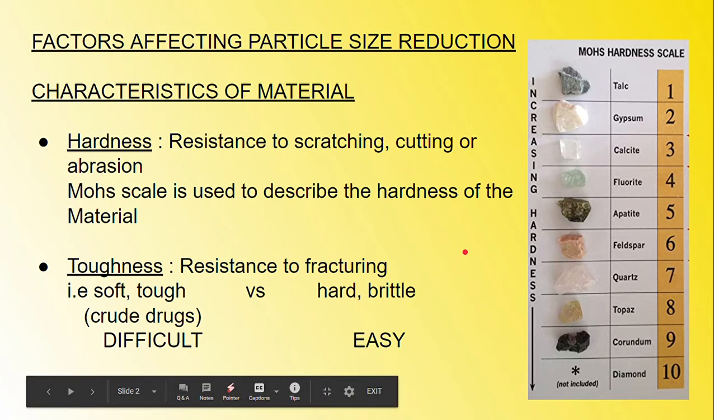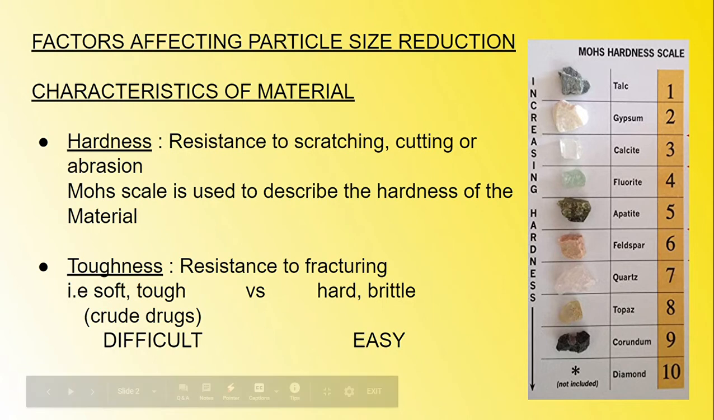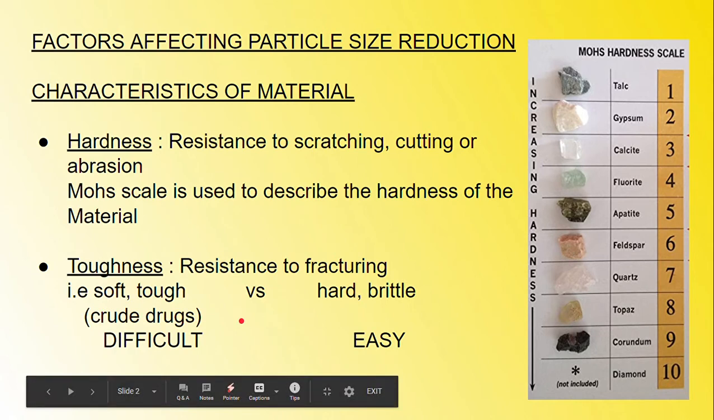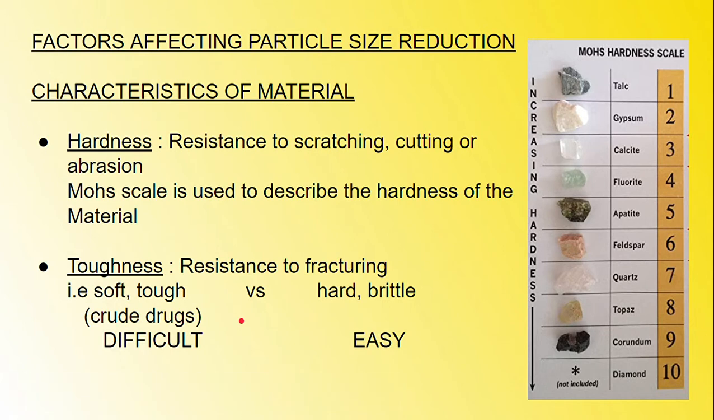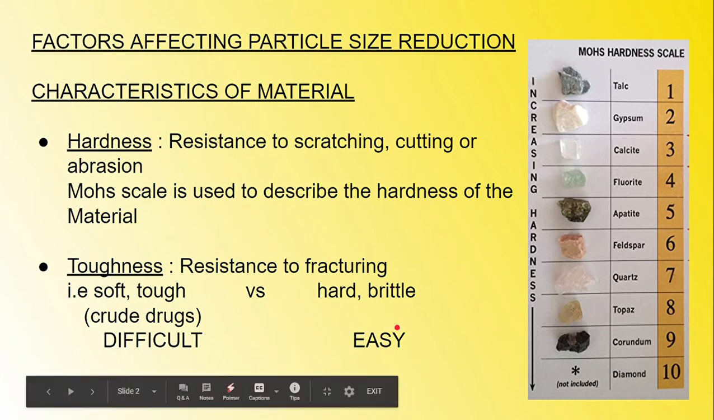The second characteristic of material to be considered is toughness. Toughness can be described as resistance to fracturing or breaking. For example, materials which are soft but tough, like crude drugs. Crude drugs means the drugs which are obtained from plant sources, like the various plant parts such as barks, roots, stems and leaves. They are somewhat difficult to size reduce compared to hard and brittle particles like glass, which are generally easy to size reduce.